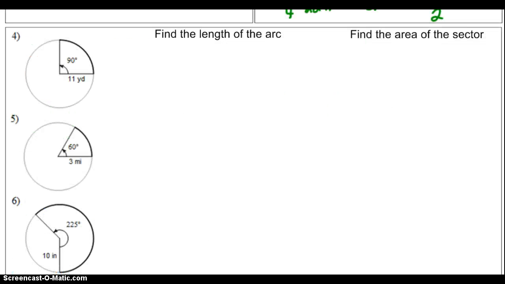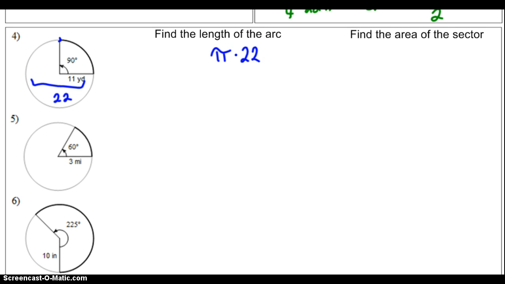So I'll do number 4 for you, and then you can pause the video and try 5 and 6. So for number 4, we're going to find the length of this arc right here, and we're going to find the area of this sector right there. Now to start to find the length of the arc, we're going to try and find the length of the entire circumference. So the length of the circumference, remember, is pi times the diameter. In this case, the diameter is 22. So pi times 22.